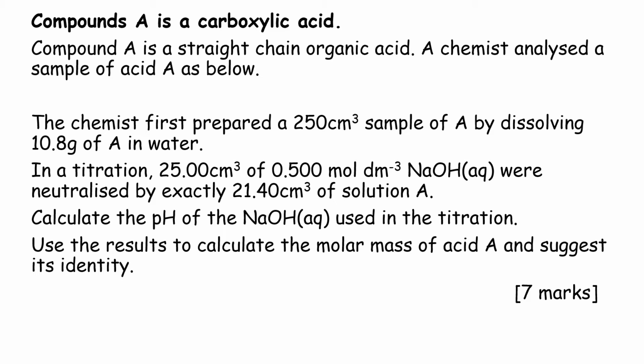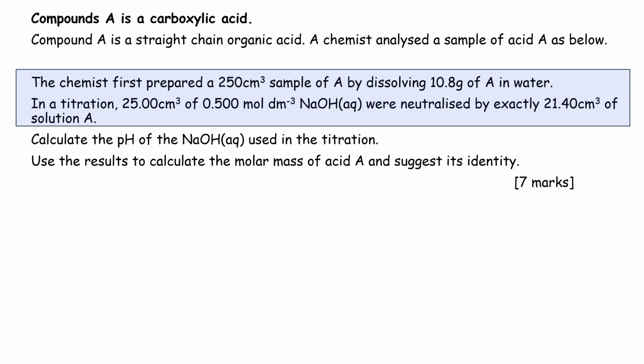They prepared a 250 cm³ sample of A by dissolving 10.8 grams of it in water, and following that, in a titration, 25 cm³ of 0.5 mol/dm³ sodium hydroxide were neutralized by exactly 21.40 cm³ of solution A. They first want you to calculate the pH of the sodium hydroxide used, and then use the results to calculate the molar mass of acid A and suggest its identity.